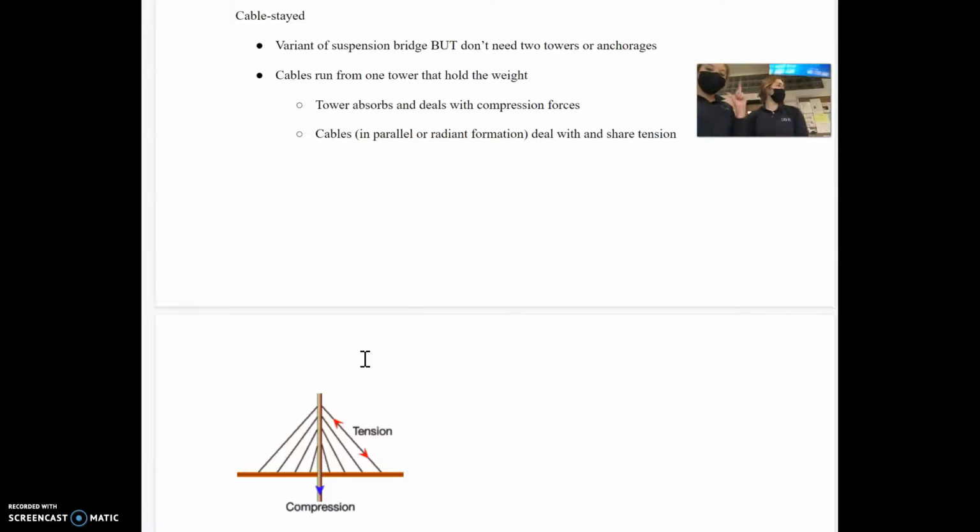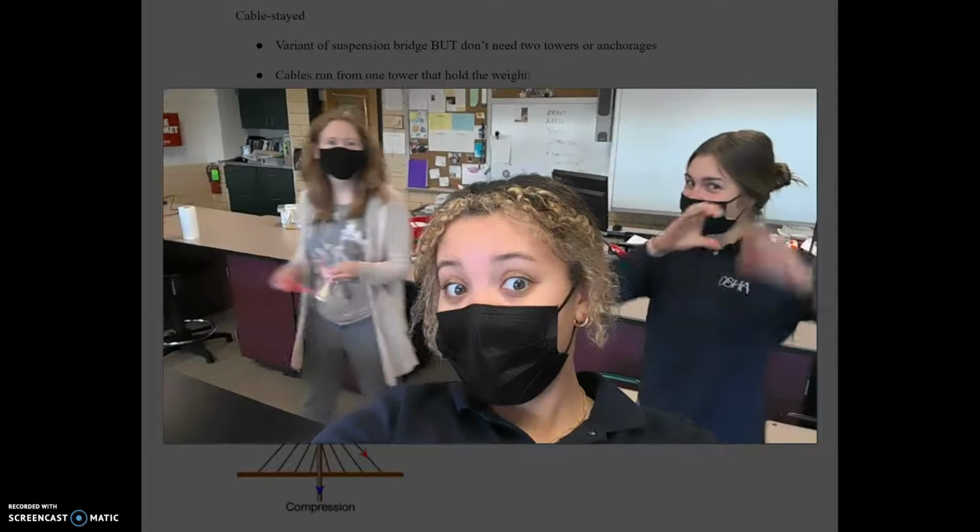5 bridge types. Pick which one you want to make. Yeah. What else? Do you have any other notes? Pause for me. Pause. Say hey.